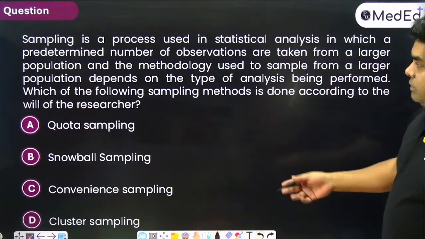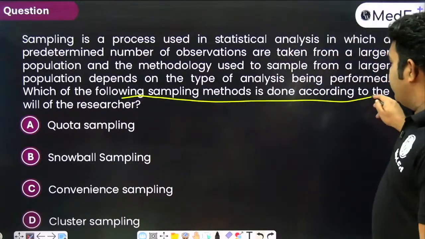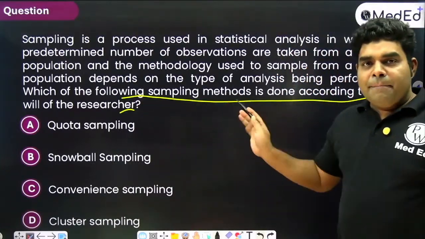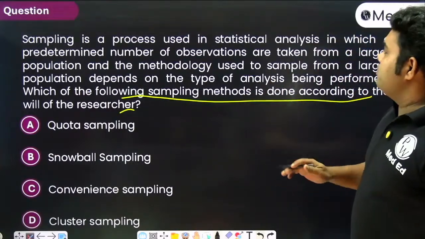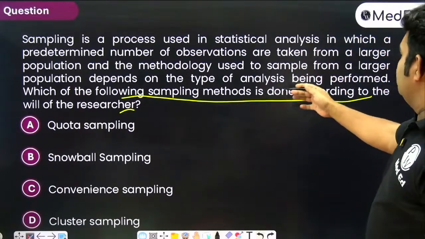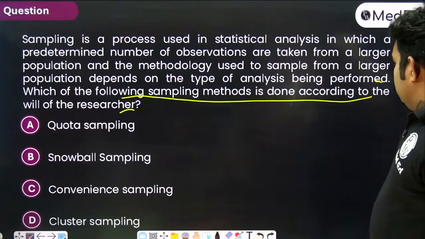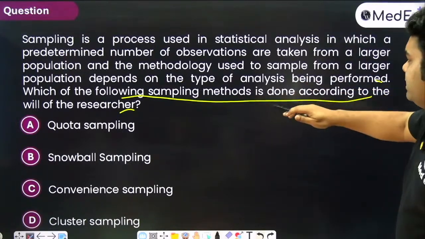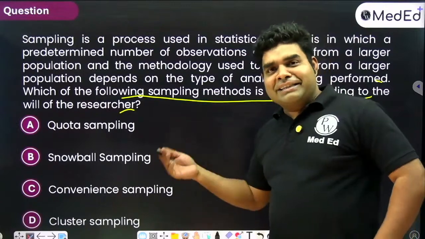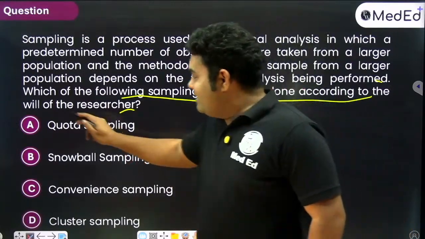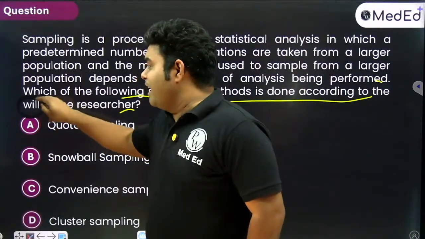This time they are asking which of the following is done according to the researcher. So they have not given any hint in the last line. We need to read the full line. Sampling is a methodology used to sample from a larger population. Which of the following sampling methods is done according to the will of the researcher? Again, in the last line, the hint was hidden. Which one is done according to will, according to ease, according to mood of the researcher?